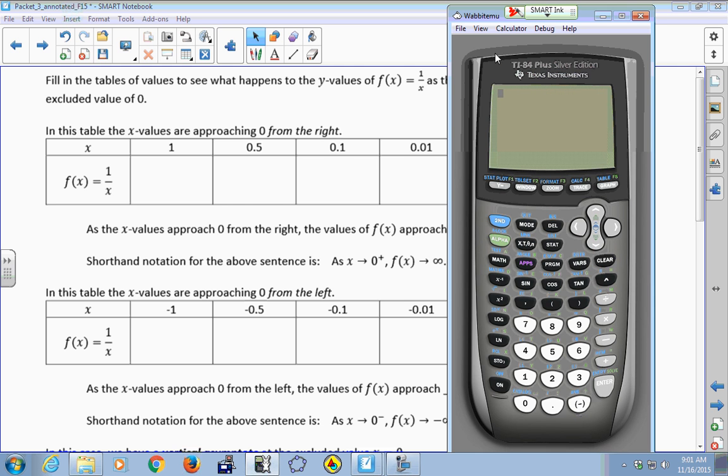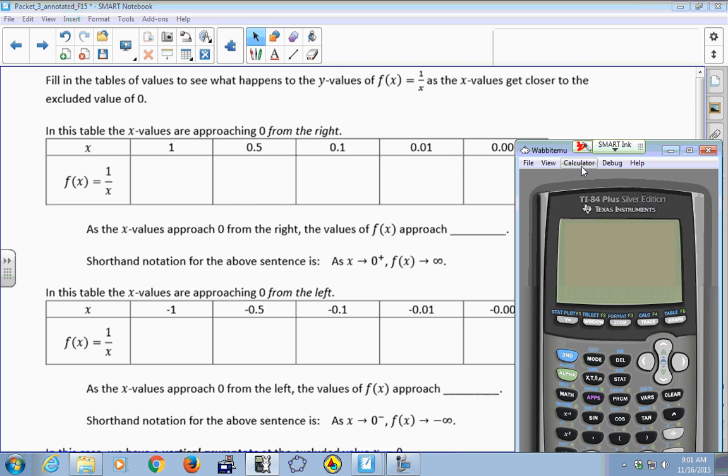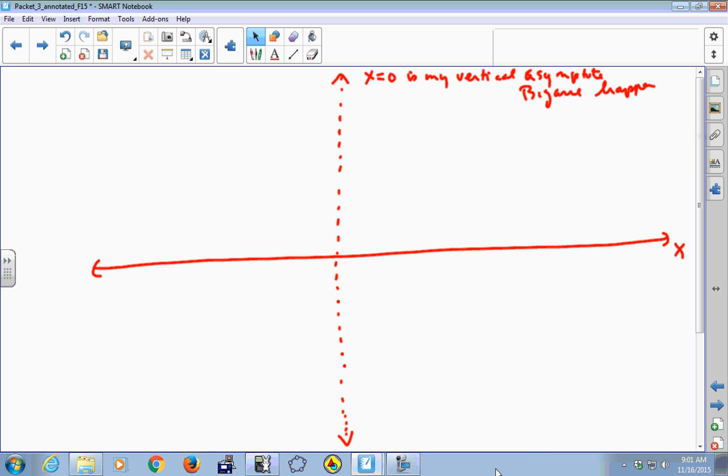Let's clear it. So what we're going to look at is what happens to the y values, which is the same thing as the value of our function, as x gets really, really close to this excluded value of 0. So we're going to approach it from the right-hand side. Okay, so if I come back to this picture, here's 1, and we know the value of our function at 1 is 1. So f of 1 is 1 over 1, which is 1. So here I am at 1, 1.